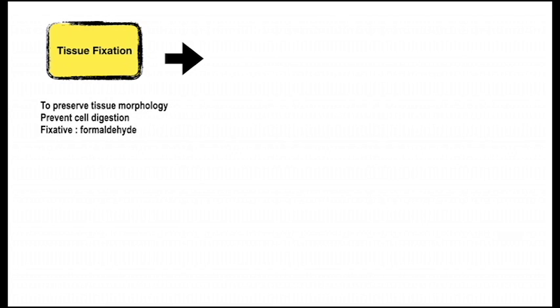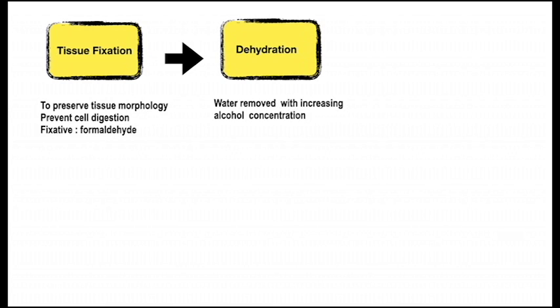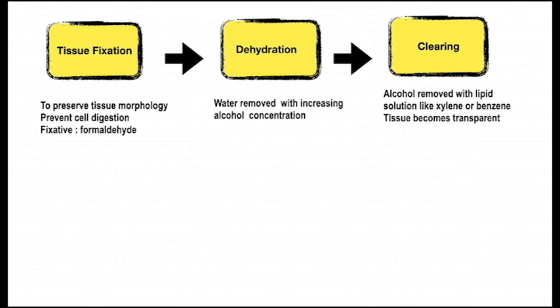The next step is dehydration, wherein the specimen is bathed in increasing ethanol to minimize tissue distortion brought about by diffusion currents. In this process, water is removed. In the process of clearing, alcohol is removed from the specimen by bathing it with a lipid solution like xylene or benzene. The alcohol is replaced with a solvent that is miscible with the embedding medium, paraffin. In this process, the tissue becomes transparent, hence the term clearing.